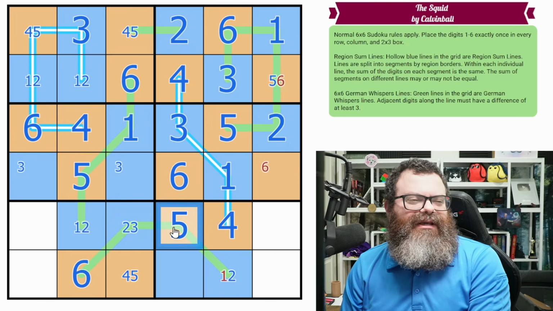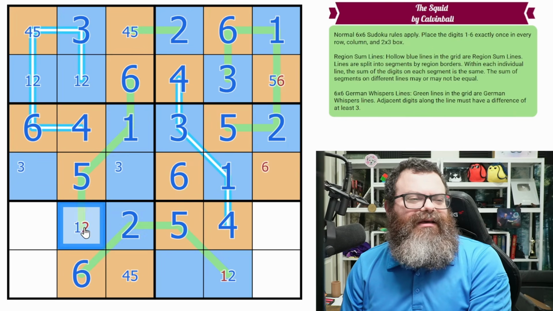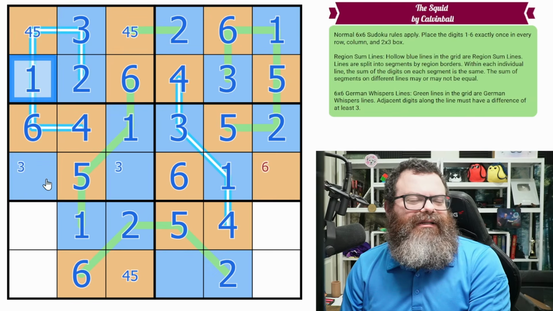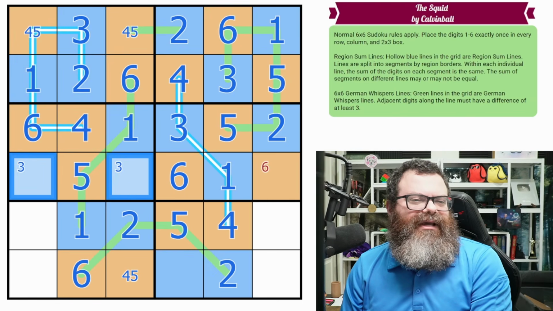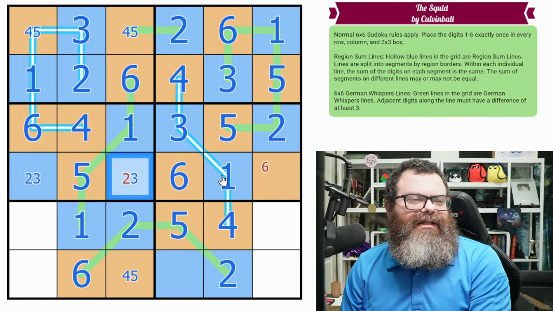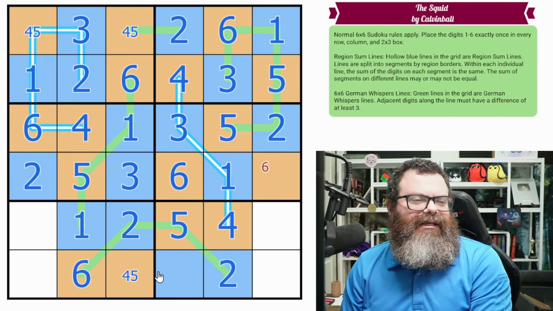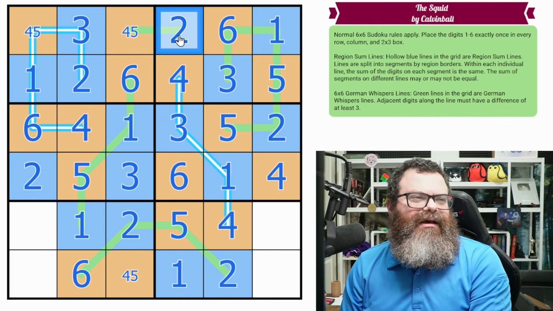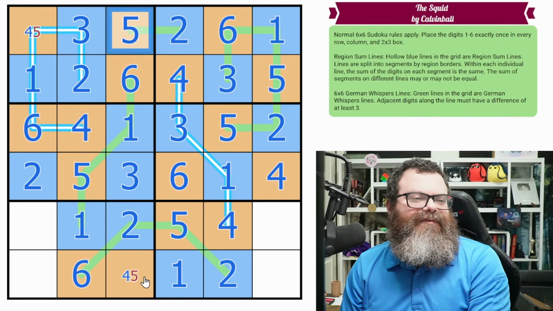We get the 6 and the 5. That means this can't be 3 because it's next to a 5. So that's 2. That's 1. That's 2. We get the 5 here. 2 and 1. This is a 2-3 pair. So that's our 3. That's our 2. That's 1. And then this is 4. What am I missing here? 2 can't go to 4. So that's 5. That's 4.